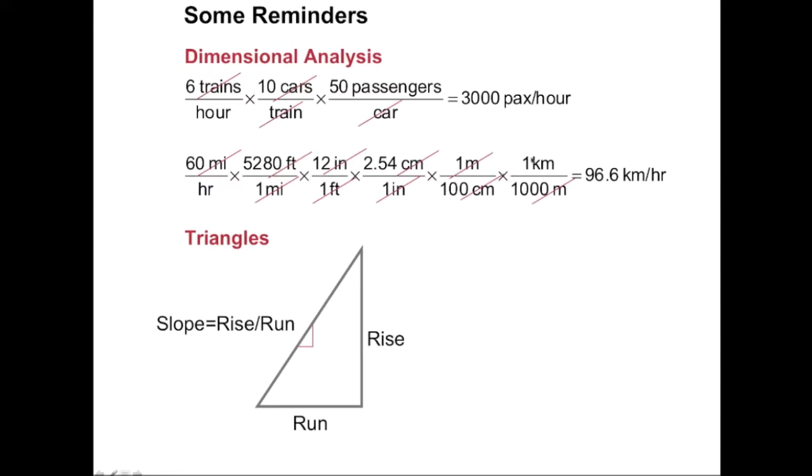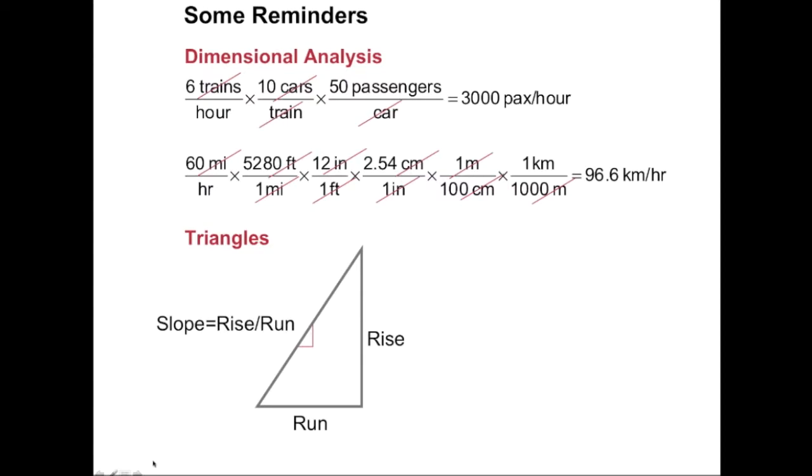If you cross multiply in this way, the units will cancel out diagonally, leaving you with kilometers divided by hours. And if you multiply these numbers and divide, you obtain 96.6 kilometers per hour.